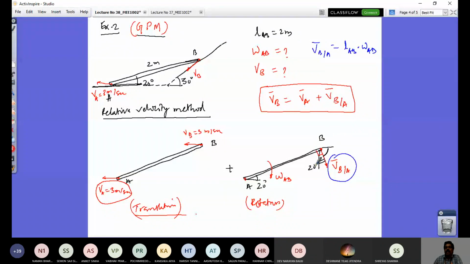That's what you know. You draw a slope and draw a normal. The angle of the normal to the vertical is the same as that of the slope to the horizontal. That's a known geometry. We have been using that in statics, and you have to just recollect. So if this is 20 degrees, this angle is 70 degrees. So the direction of VBA to the horizontal is 70 degrees.